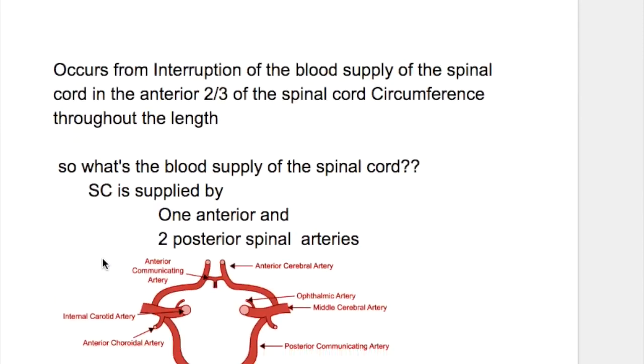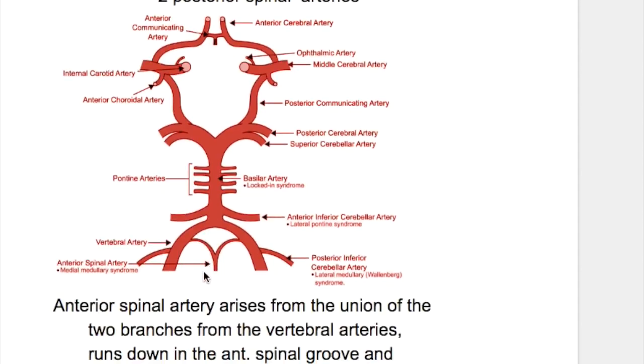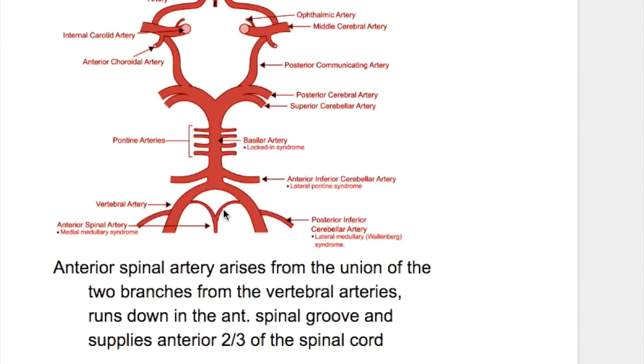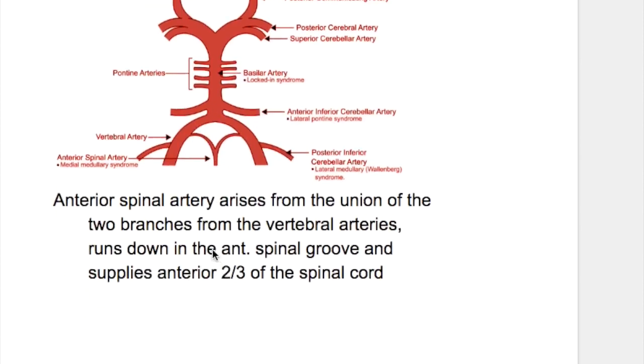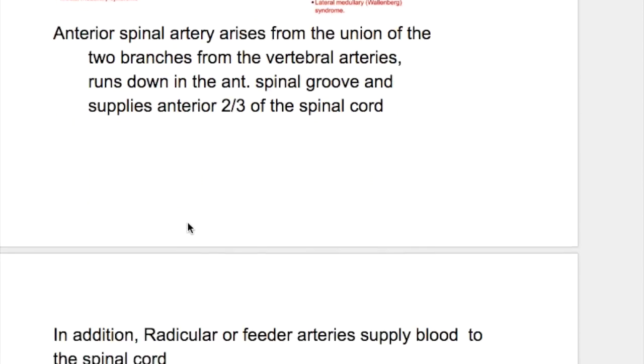So what's the blood supply of the spinal cord? The spinal cord is supplied by one anterior and two posterior spinal arteries. The anterior spinal artery arises from the union of the two branches of the vertebral artery. Vertebral artery is the termination of basilar artery. It runs down in the anterior spinal groove and supplies anterior two-thirds of the spinal cord circumference.